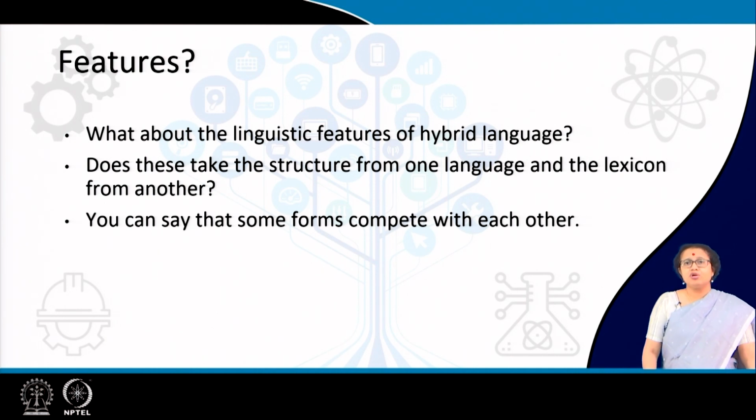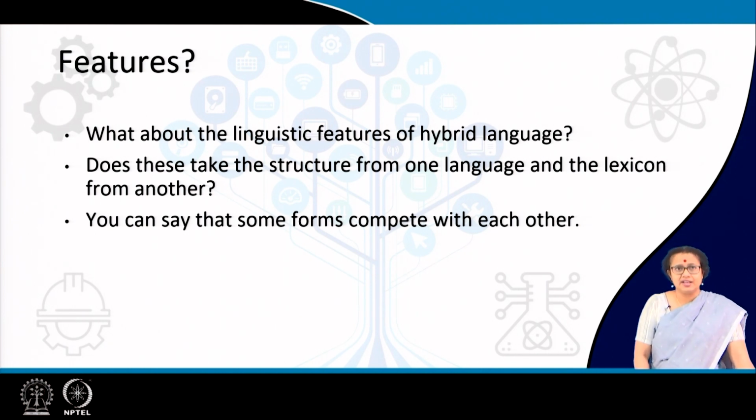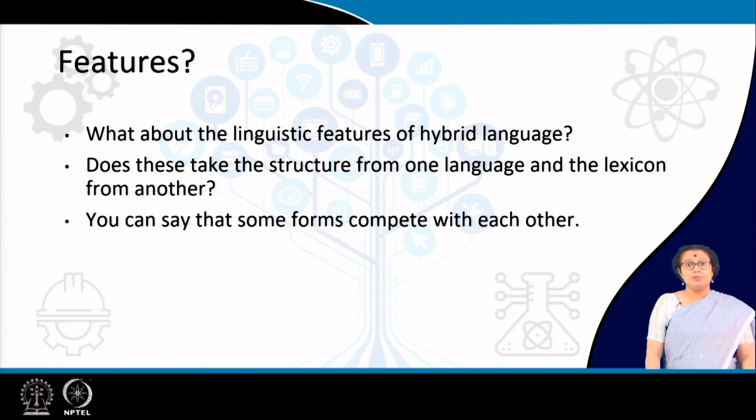It is said that you cannot actually mark that structure is particularly taken from one language and lexicon is taken from another language, rather it is quite complex. You can say that some forms compete with each other. If you remember the multiple grammar hypothesis, we did talk about the model where there is something called constant rate hypothesis. There are variants which compete with each other and whichever will win will stay in the language and otherwise language change will take place.